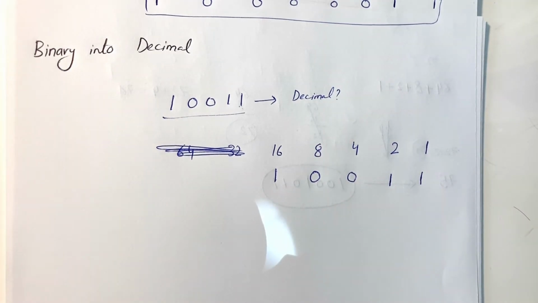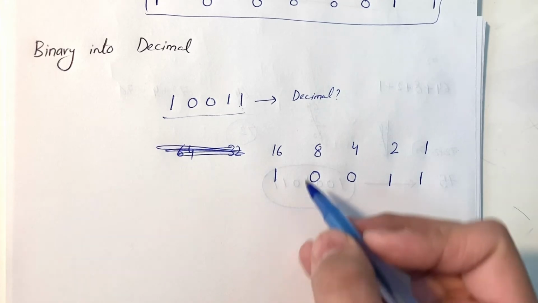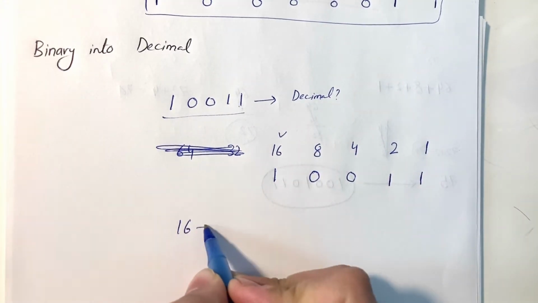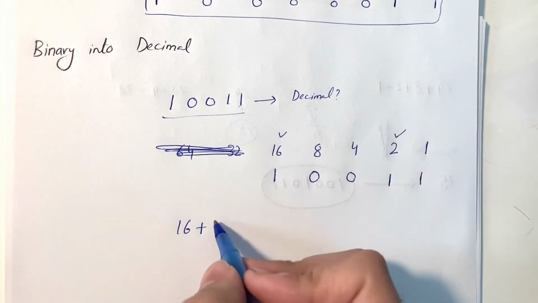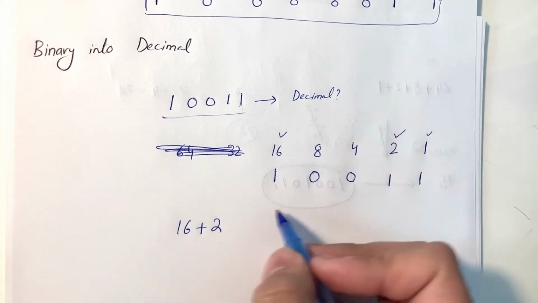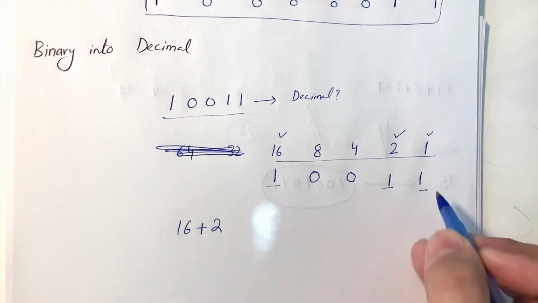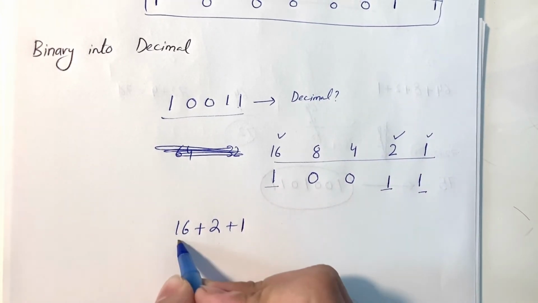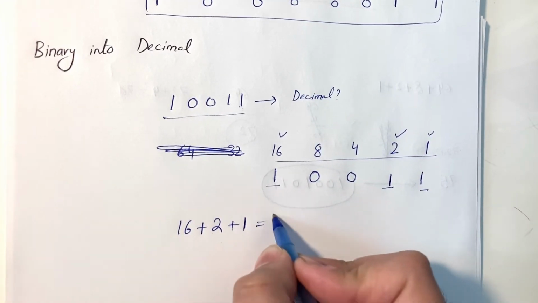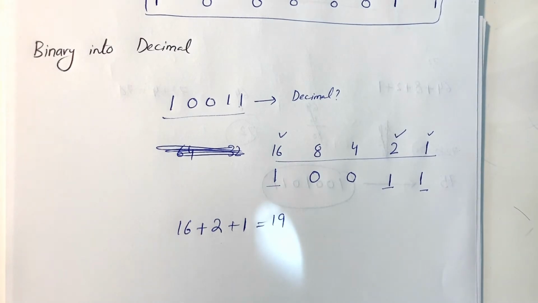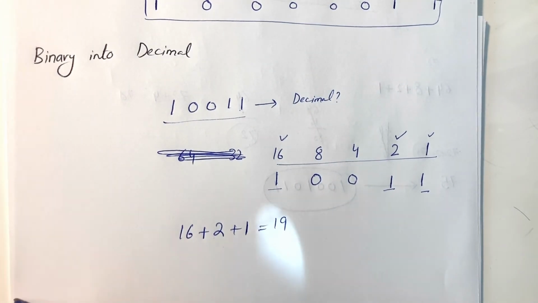So what would be the answer for this? We need to find it out. So which values or which bits are on? 16 plus 2 plus 1. So only these bits are on. If you see, this is on, this is on, this is on, plus 1. So the answer is 16 plus 2 plus 1, which is 19. Let's do another example.